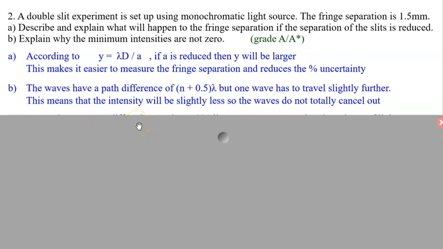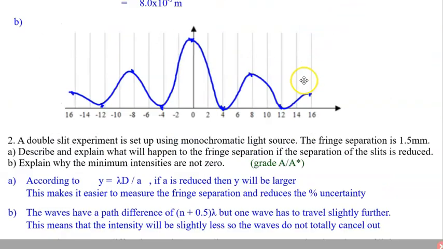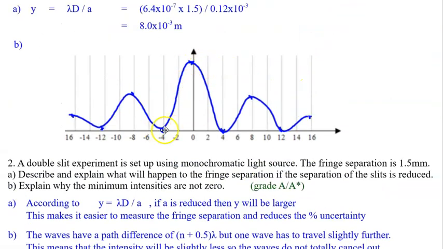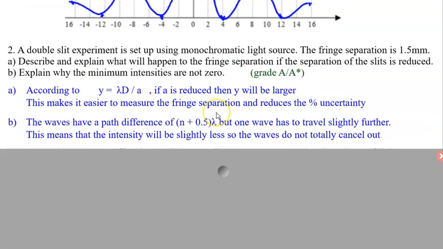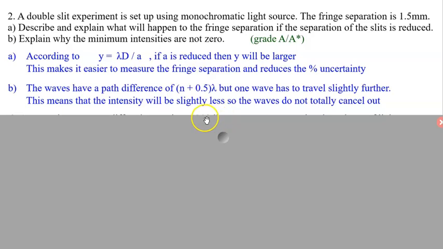Why the minimum intensity is not 0? Well, this is quite a difficult question. And in fact, on the previous question, we were kind of assuming that this did go down to 0. But in actual fact, it's not quite 0. So we did say that where they effectively cancel out, the path difference will be 0.5 of lambda or 1.5 or 2.5, so we've got this n plus 0.5 lambda.